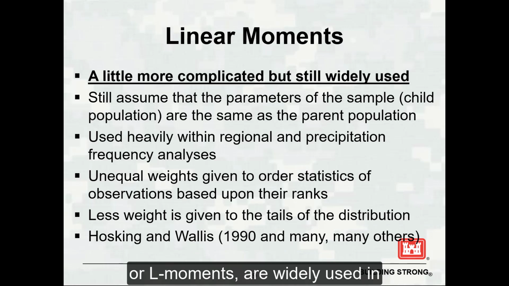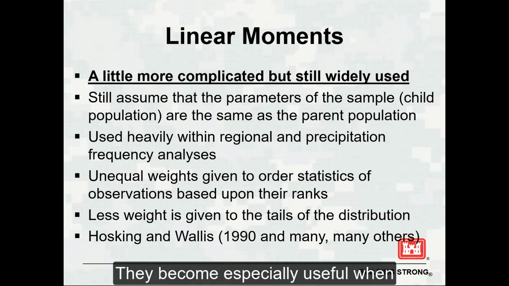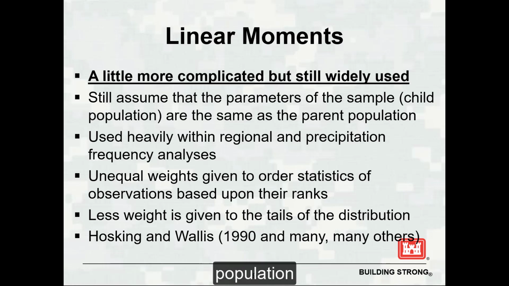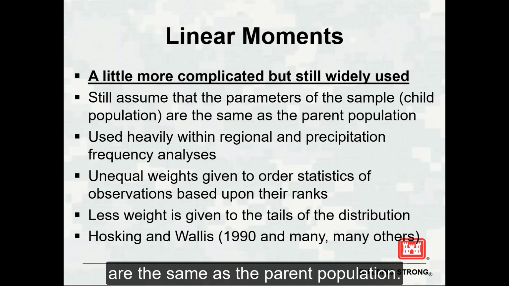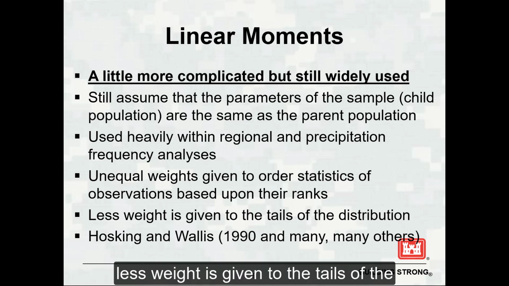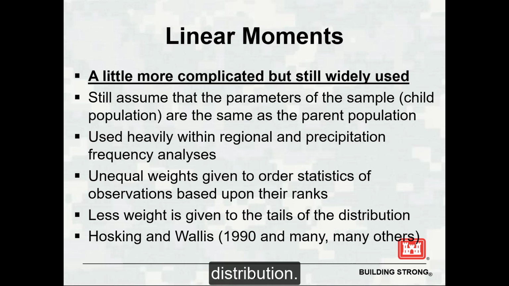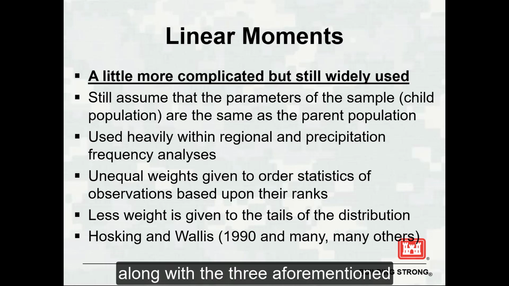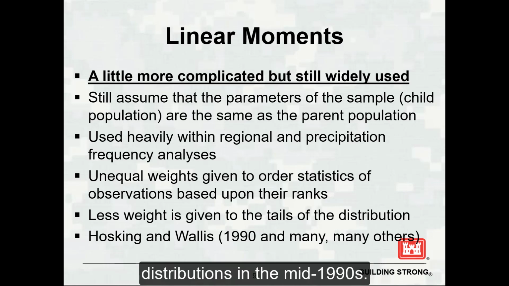Linear, or L moments, are widely used in precipitation frequency studies. They become especially useful when regionalizing parameters. This fitting method is an extension of the method of moments in that it still assumes the parameters of the child population are the same as the parent population. However, unequal weights are given to the order statistics of observations based upon their ranks. In particular, less weight is given to the tails of the distribution. Hosking and Wallace revolutionized the use of this fitting method, along with the three aforementioned distributions, in the mid-1990s. More on this fitting method will be presented within other videos.